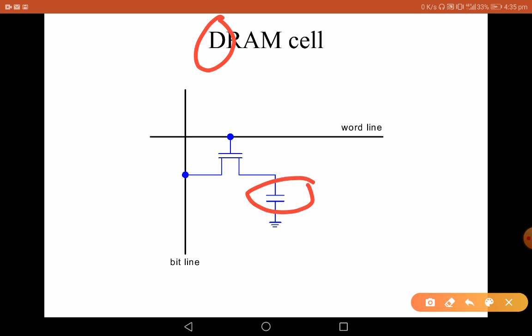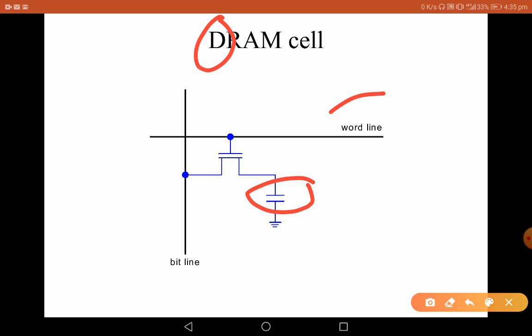What is the advantage? We need only 2 transistors. Why 2 transistors? Because one is the capacitor. Yes, modern transistors can act as capacitors also. So basically we need only 1 transistor and 1 capacitor, but in modern technology we can use 2 transistors. The capacitor itself can be designed using transistors.